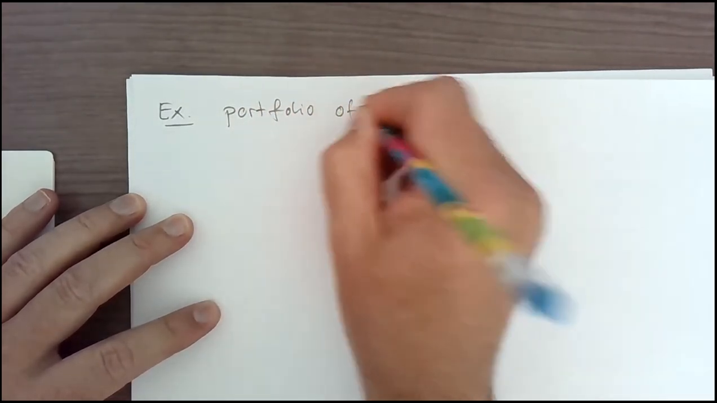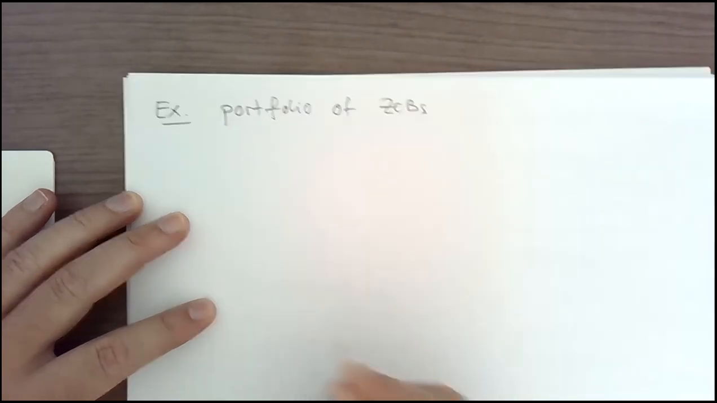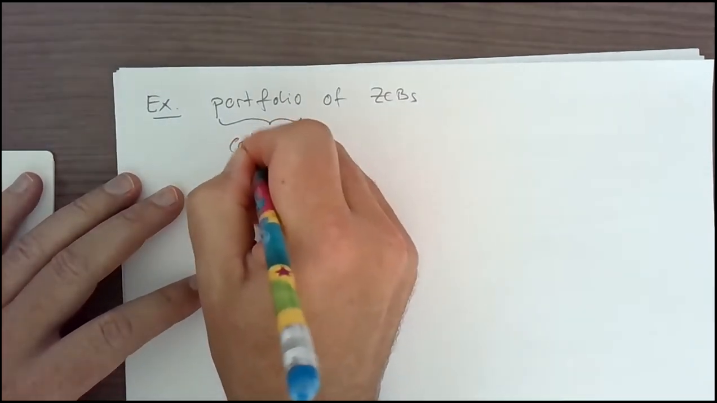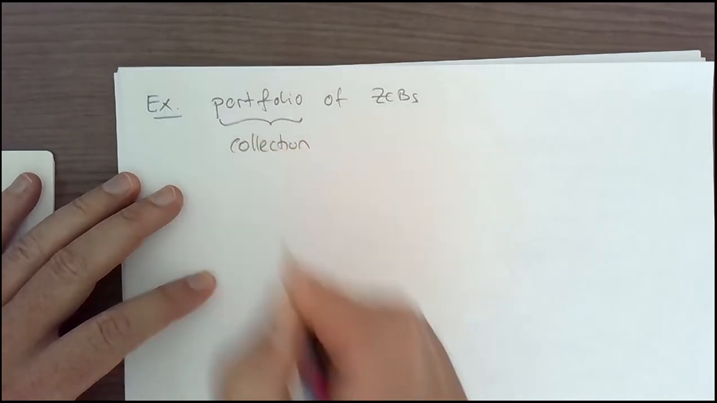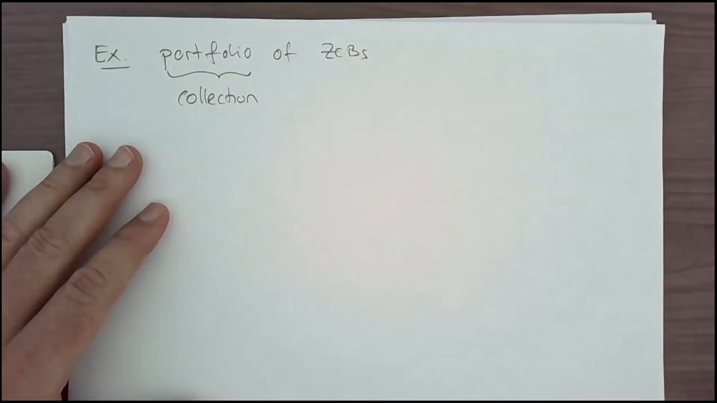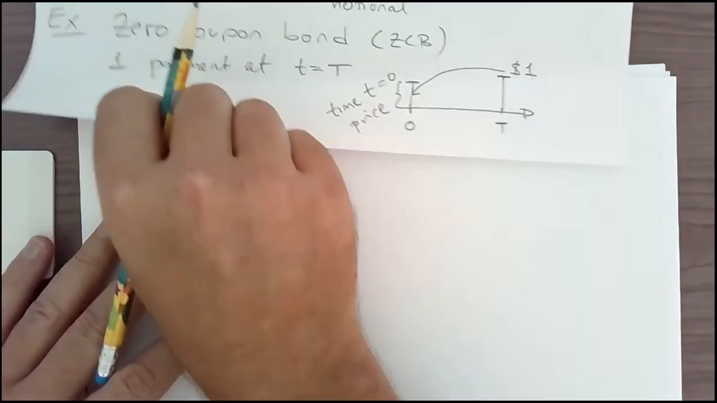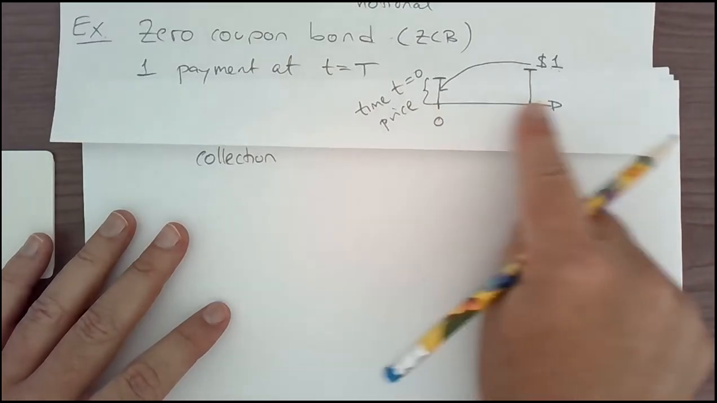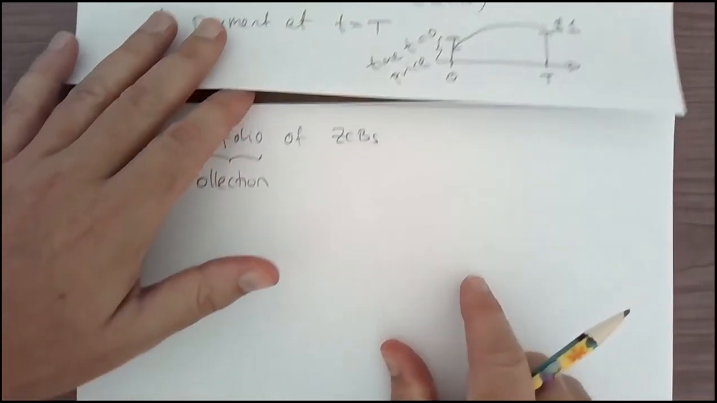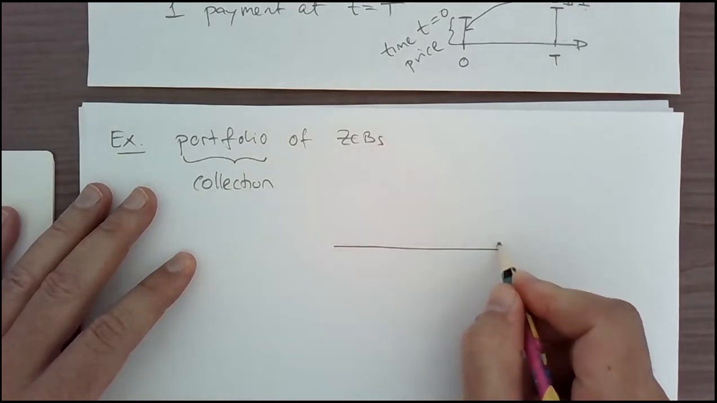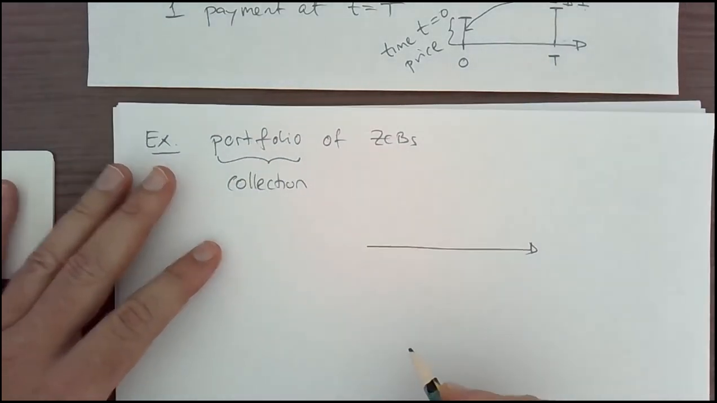A portfolio of zero coupon bonds. So portfolio, this is just a collection of zero coupon bonds. So what we could have is, instead of this picture up here, something that is more general. Right, so we could have a picture that would look something like this.